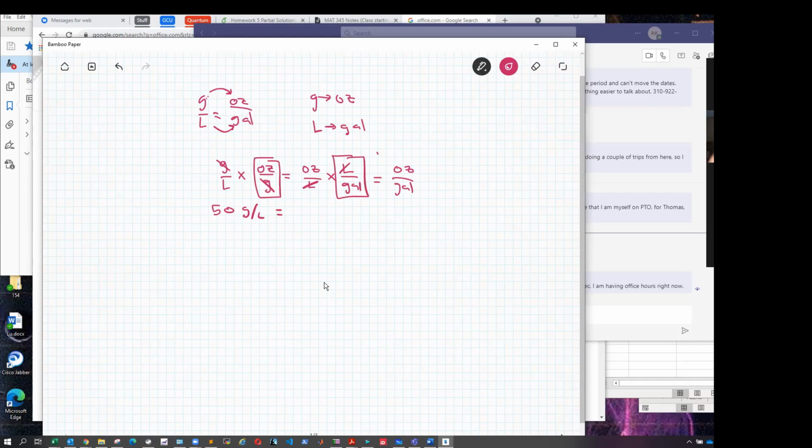Right, and now we just look at the table. So the 50 just sits there. And this will be grams per liter, so I'll go ahead and write that, I'll put that unit in there. Now we have to actually look at our table. So look at the row that has ounces and grams. Which row is that?